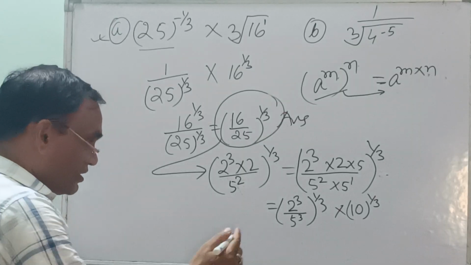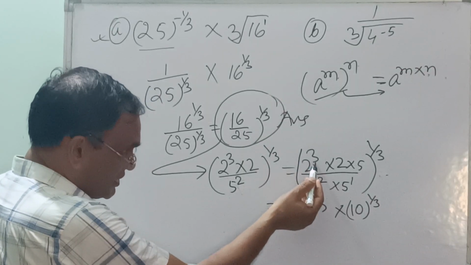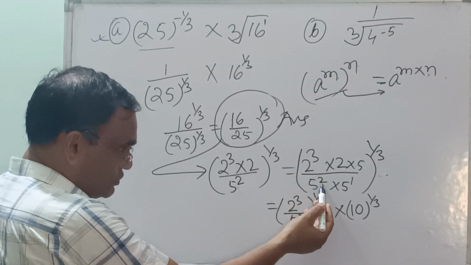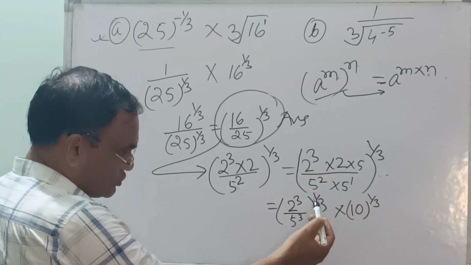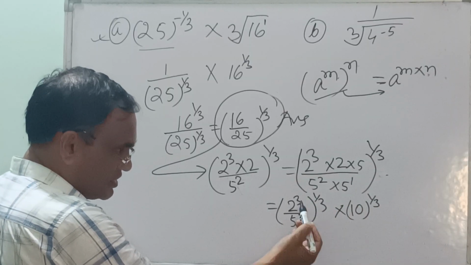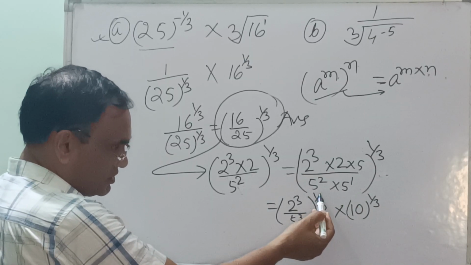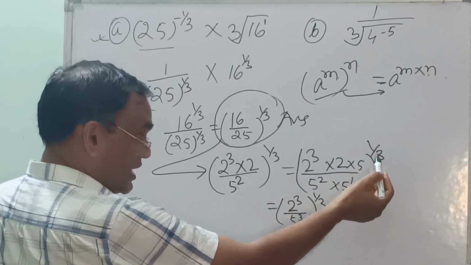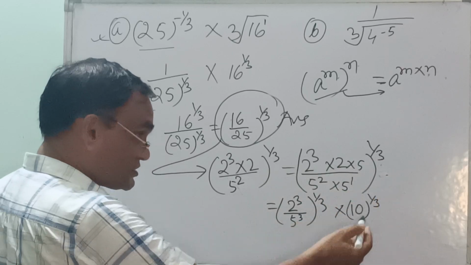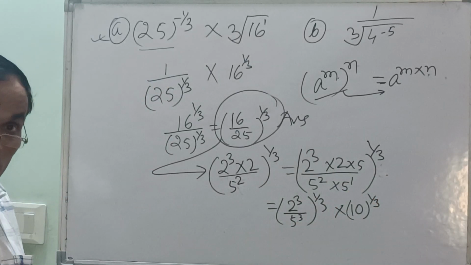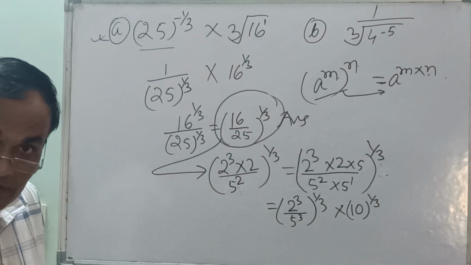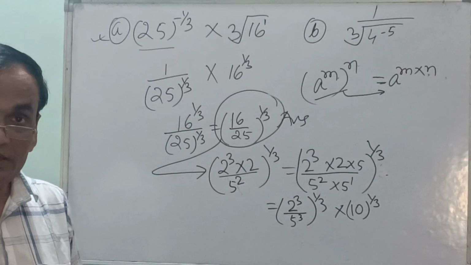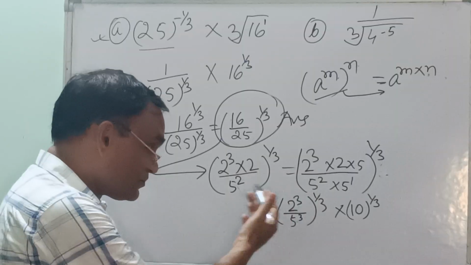Okay, right. 2 to the power 3 we have written here, no issue. Again 5 to the power 2, another 5 to the power 1. So we have written 5 to the power 3, and another power 1 upon 3, because it is 1 upon 3 power. So this power is not deleted, and nowhere this power has gone. This power is present here only.